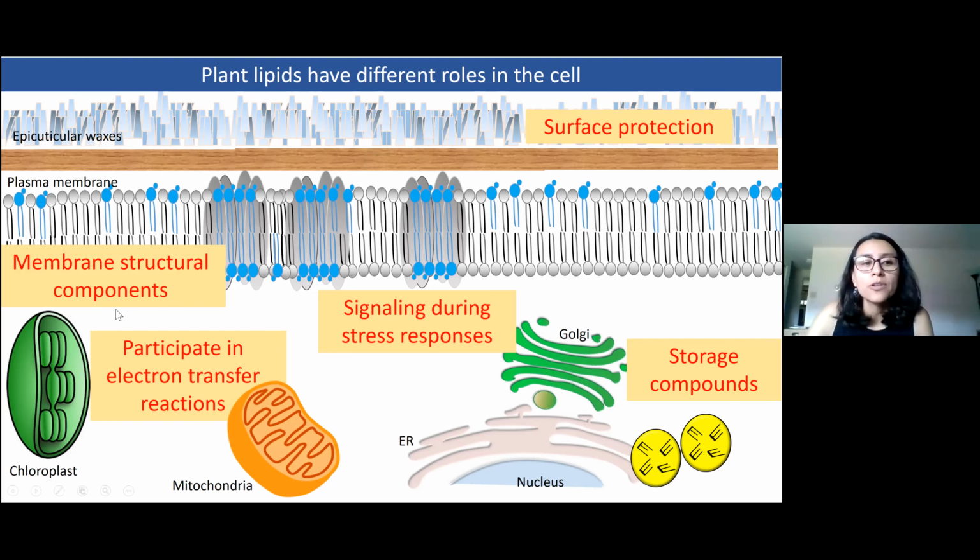But moreover, there are other lipids that are also very important because they form chloroplasts and mitochondria, and that's where all the reactions, the electron transfer reactions, happen for the plant to survive. Moreover, there are other lipids that can function as signaling molecules when the plant is coping with or responding to different stresses. And the ones I was talking about previously are these storage compounds represented here, like lipid bodies, which the seeds mainly use as storage compounds so that the seed can germinate, and from there you have a plant. So as you can see, there are different plant lipids, and they all have different roles in the cell.